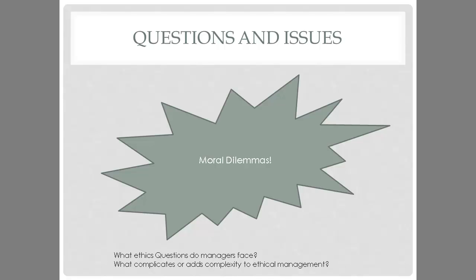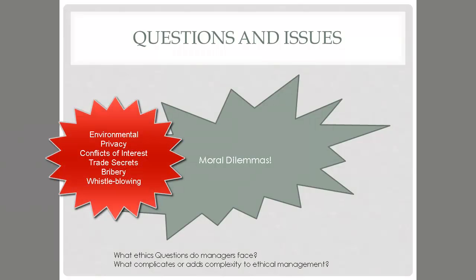Life isn't as simple as good and bad, and even where good and bad are appropriate terms, good people sometimes do bad things and bad people sometimes do good things. Your textbook outlines 6 types of ethical dilemmas: environmental dilemmas, privacy dilemmas, conflict of interest dilemmas, trade secret dilemmas, bribery dilemmas, and whistleblowing dilemmas. I want to use the idea of questions and issues as a way to drill deeper into the issue of a moral dilemma.